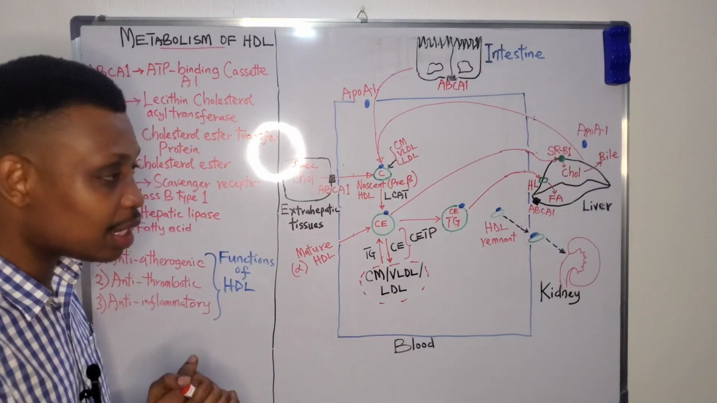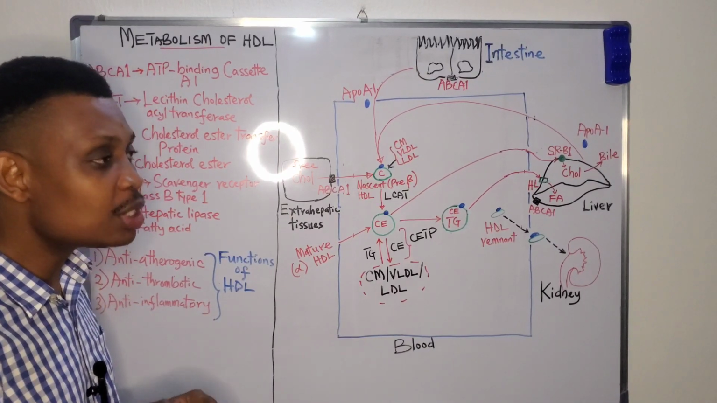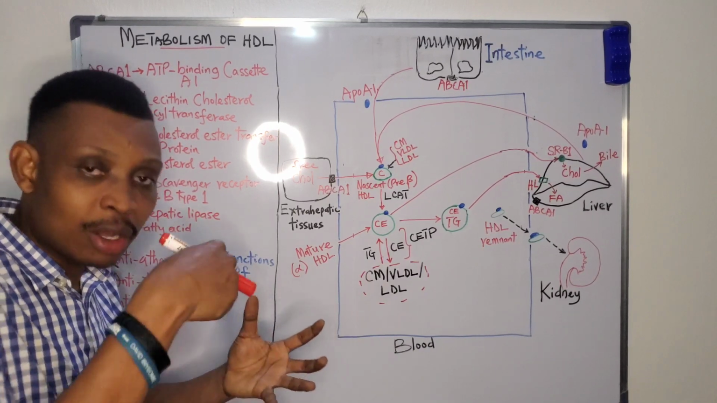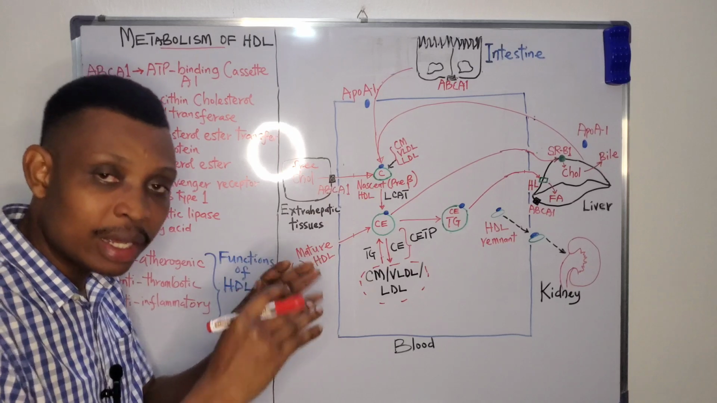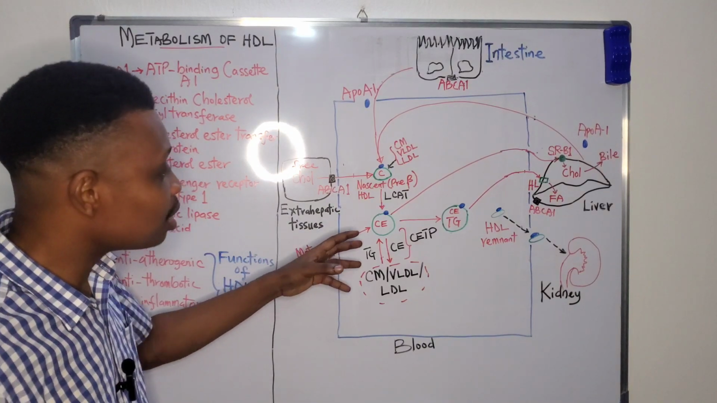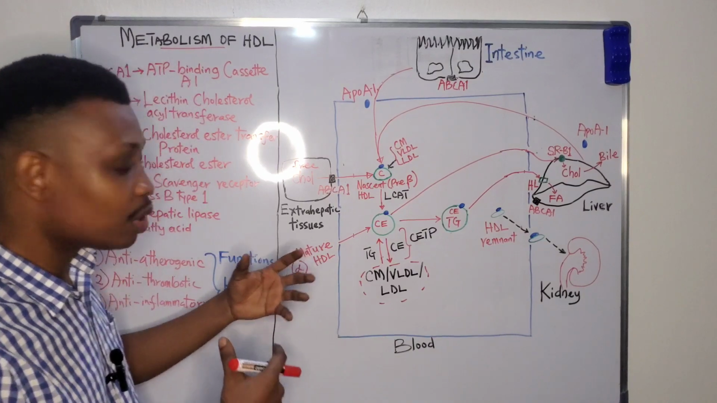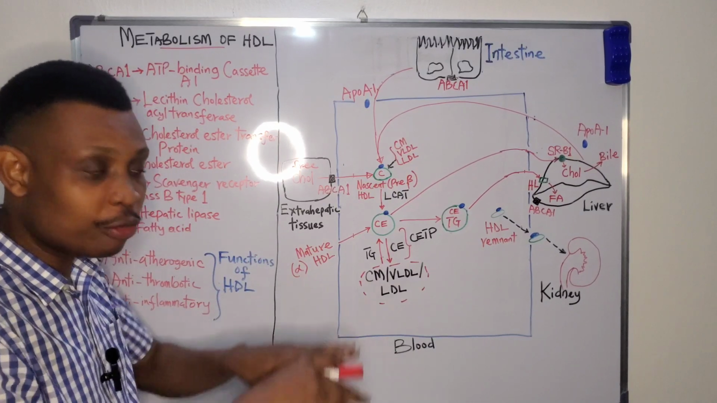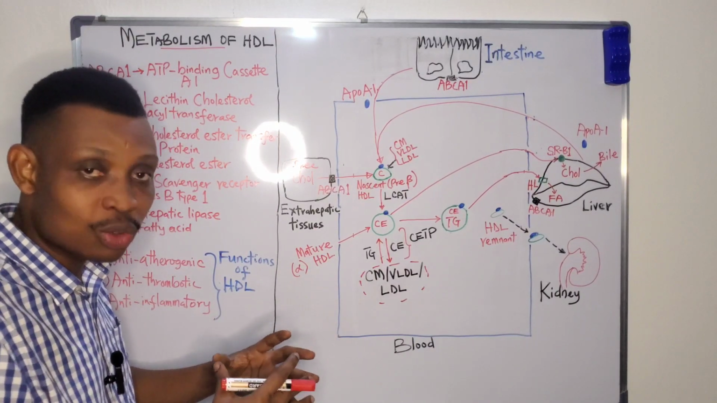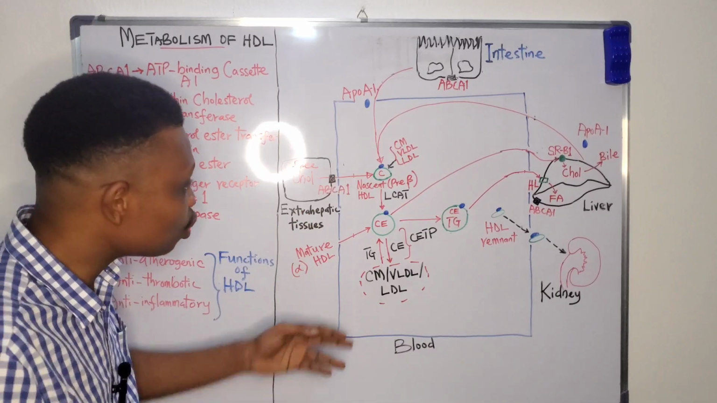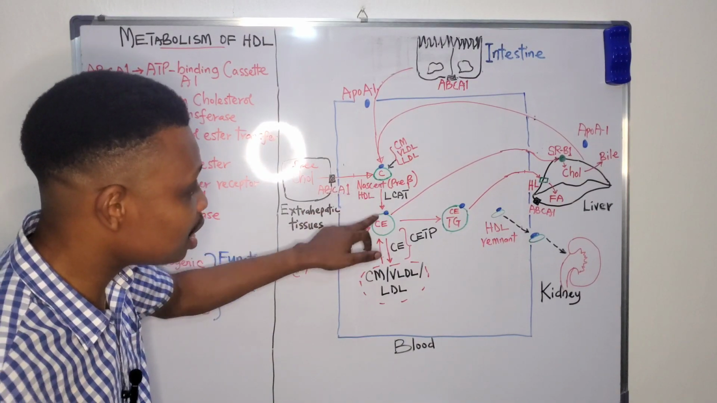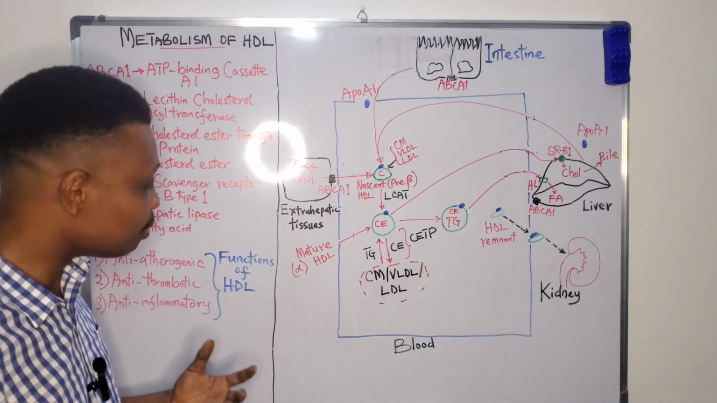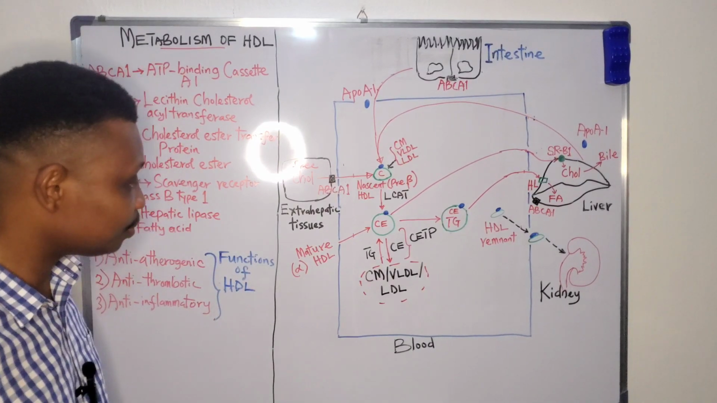Now, the cholesterol ester is highly hydrophobic, and because of that, it cannot dissolve in the blood, so it will move into the core of the HDL particle. Once there is this esterification of the cholesterol, the esters will move into the core of the HDL particle, and that will make the HDL particle larger in size and more spherical. So we can see this is larger in size compared to this and more spherical. At this point, it is now referred to as the mature HDL, also referred to as alpha HDL.